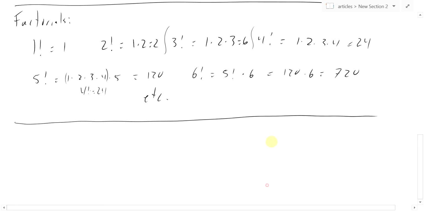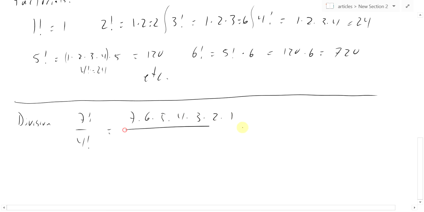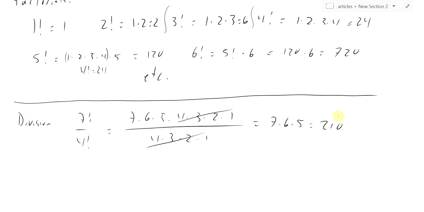A nice thing about factorials is that they divide particularly nicely. What is 7 factorial over 4 factorial, for example? Well, it's 7 times 6 times 5 times 4 times 3 times 2 times 1 over 4 times 3 times 2 times 1. And that means I can cancel out those guys. 7 times 6 times 5, which is 210. So, if I'm dividing factorials, it works out pretty well.